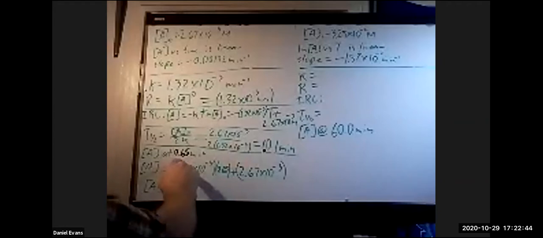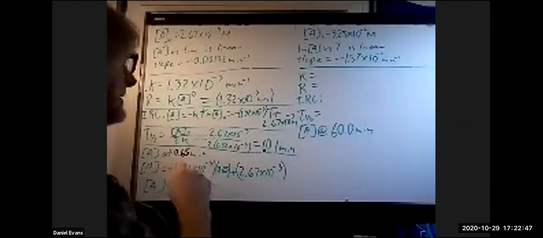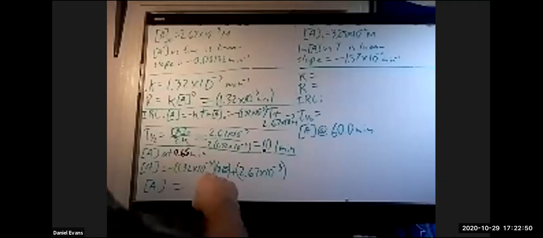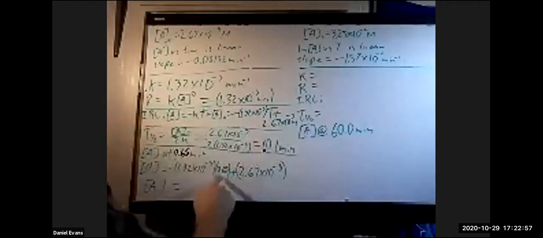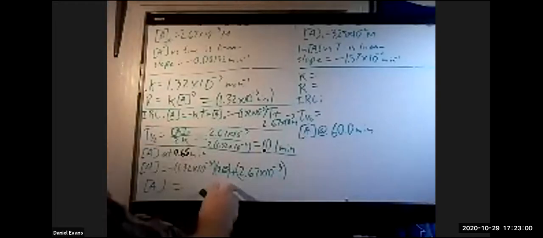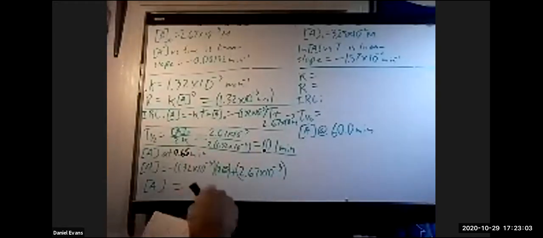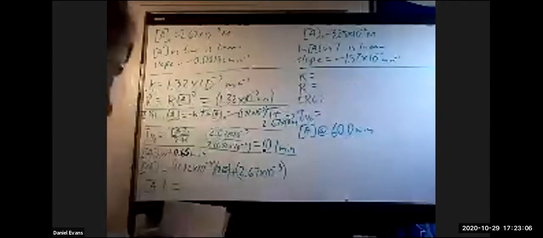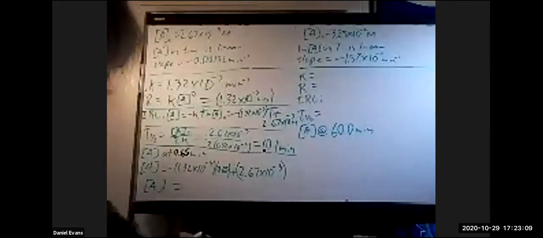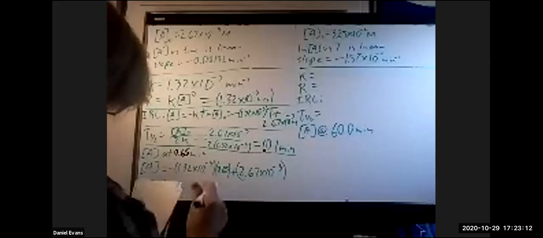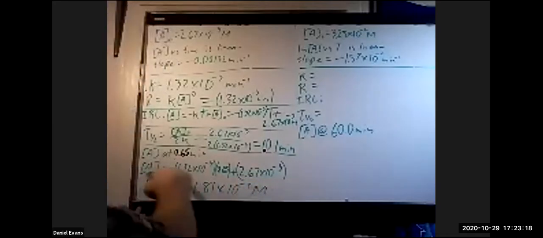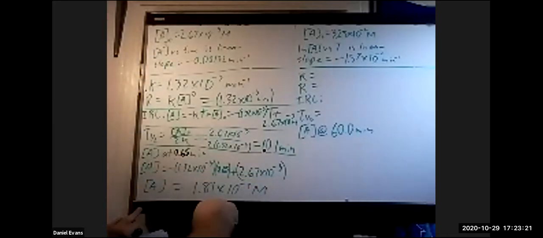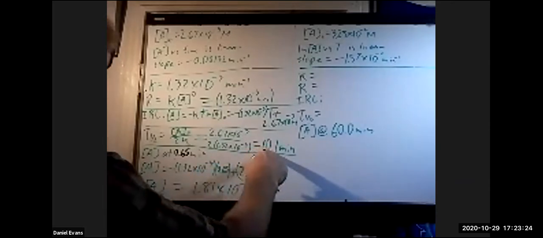So I had to give us a different time to work with this. So I gave us 0.65 minutes. So putting that into the integrated rate law, we're going to have our 0.65 minutes for the time. And again, minutes will cancel off with inverse minutes in our slope. And then that gives us a value of 1.81 times 10 to the minus 3 molarity at that 0.65 minutes. So we're not up to the half-life yet. So we haven't used up half of the concentration yet.